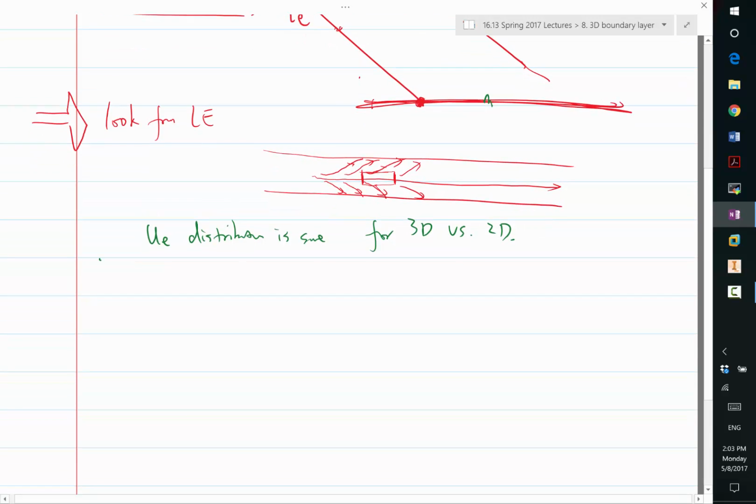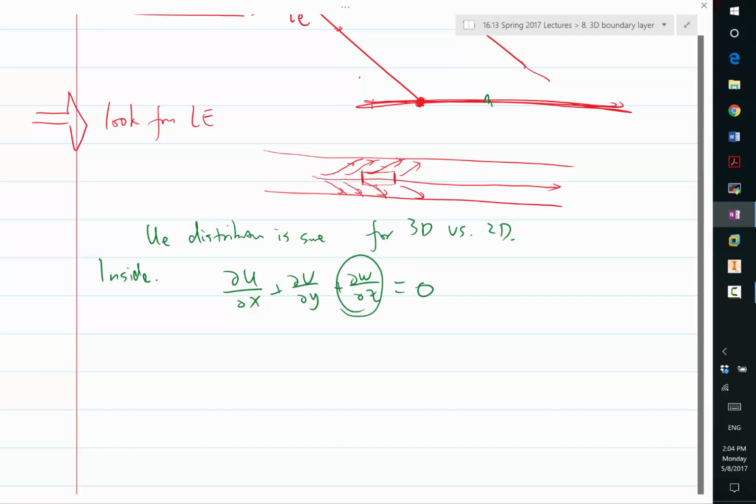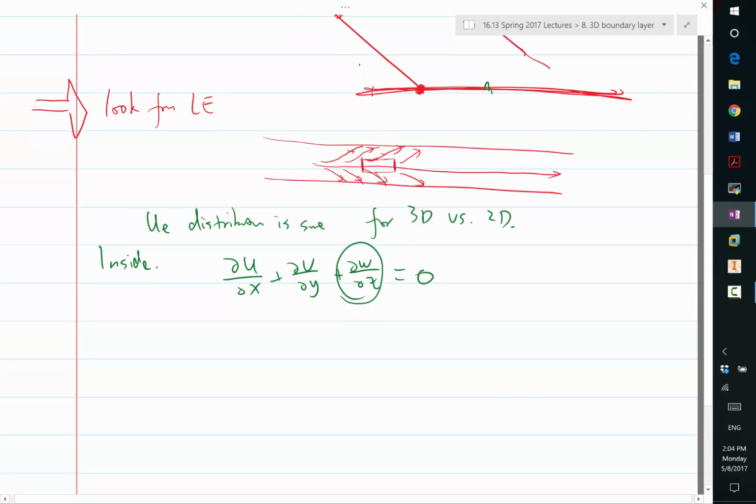Okay, so for inside the boundary layer, we still need the full mass conservation equation. But still dw/dz is 0, not because w is 0, but because any d/dz is equal to 0, right? This is because d/dz is equal to 0 for the infiniteness of the swept wing. As you move in the z direction, anything doesn't change. So that's the mass conservation equation.